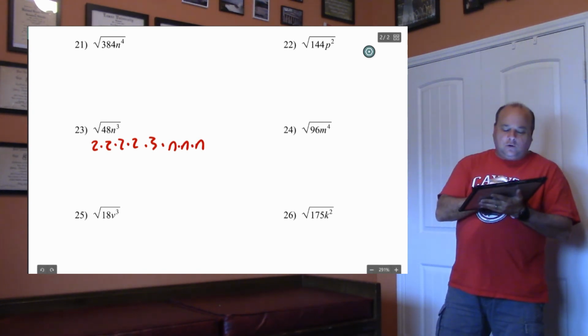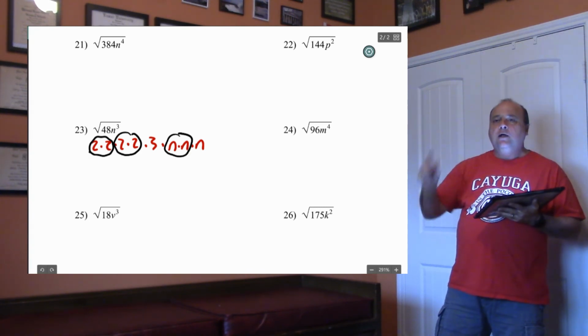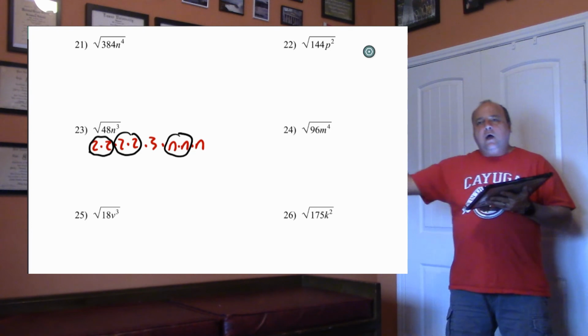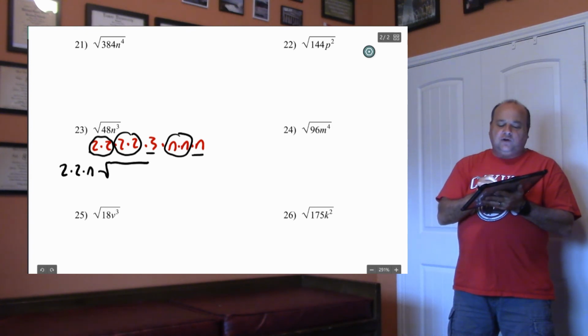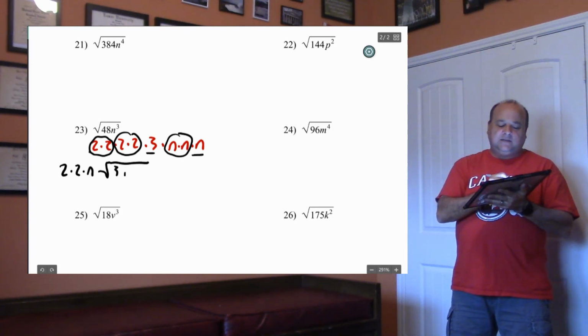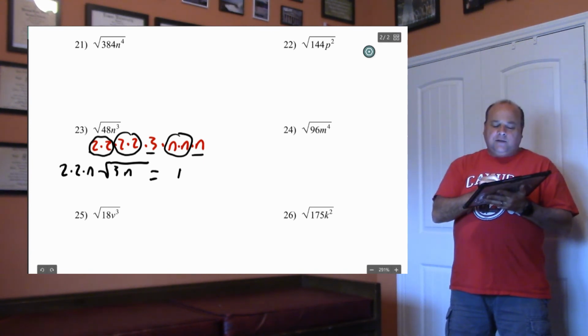Now then I'm going to circle my pairs. I got a pair of 2s, a pair of 2s, and a pair of n's, right? Notice I circled 3 pairs, right? All of those pairs are going to be pulled out. A 2, and an n, and then square root symbol. These are not circled, are they? So they stay inside. This is pretty simple stuff. So 2 times 2 is 4. So my answer is going to be 4n square root of 3n.